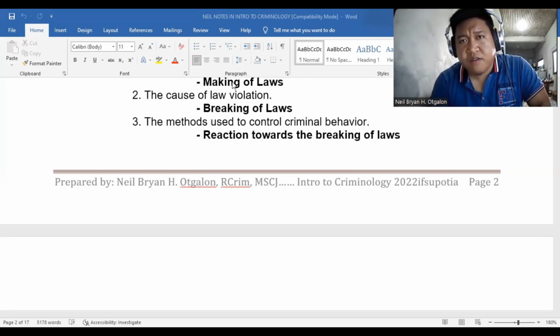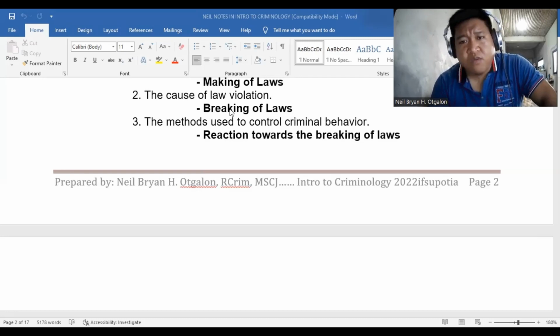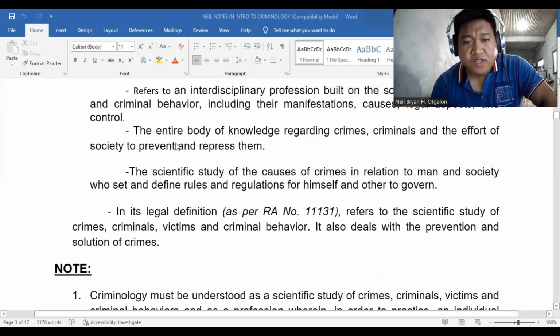So criminology studies crime to recommend the making of laws, or they can also study existing laws to establish their effectiveness. Then criminology also studies violations of laws. They will study the cause of crime, why people commit or violate the law. Then third, after studying a crime, criminology can recommend the proper methods used to control criminal behavior. Okay. Then there are other definitions here.